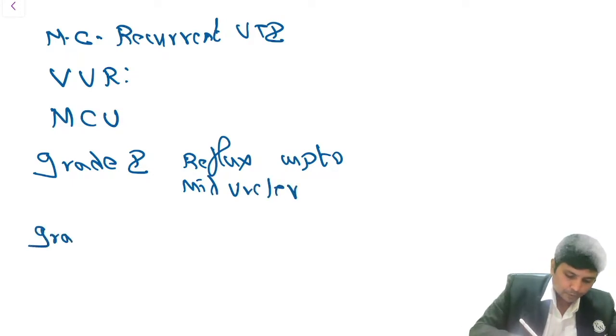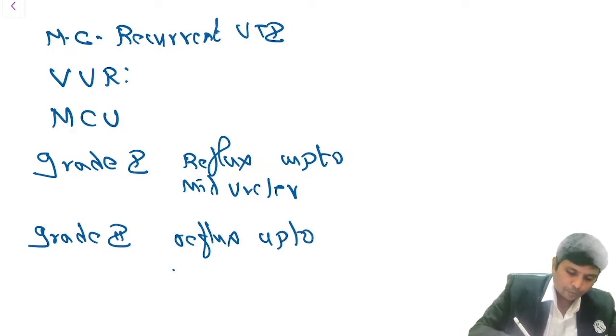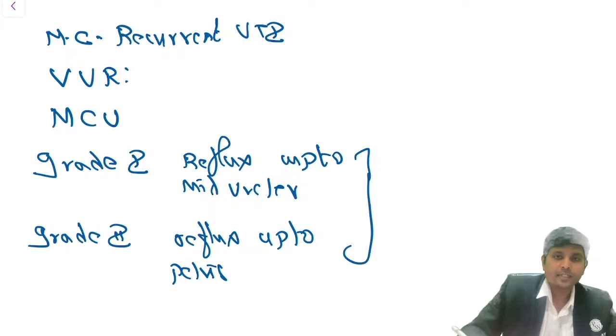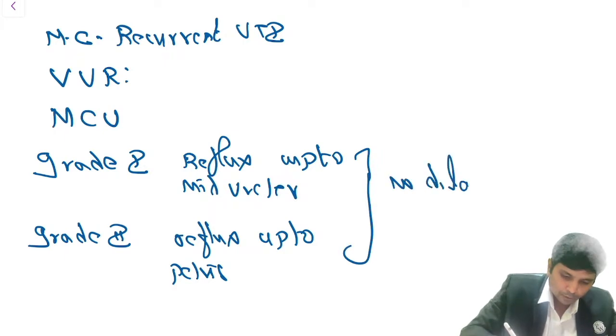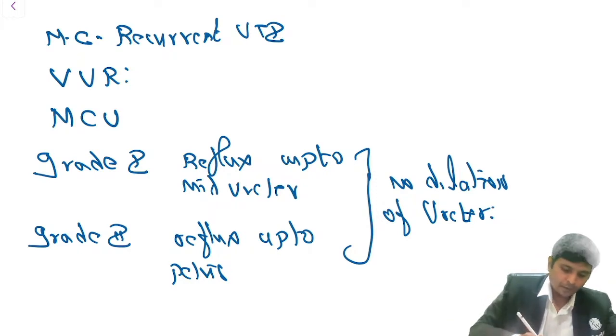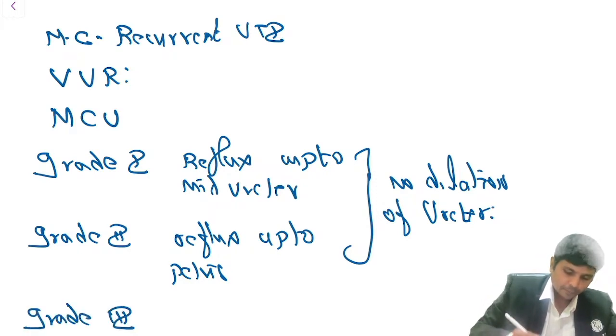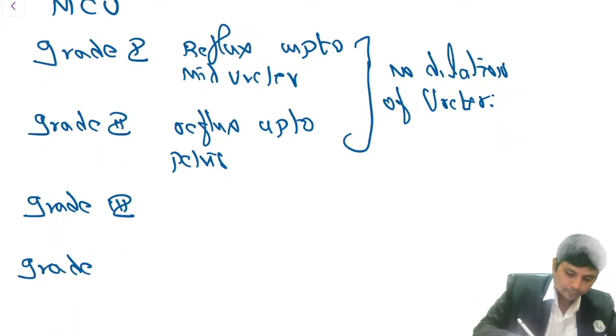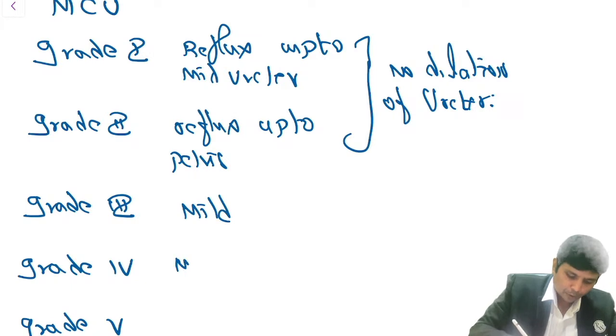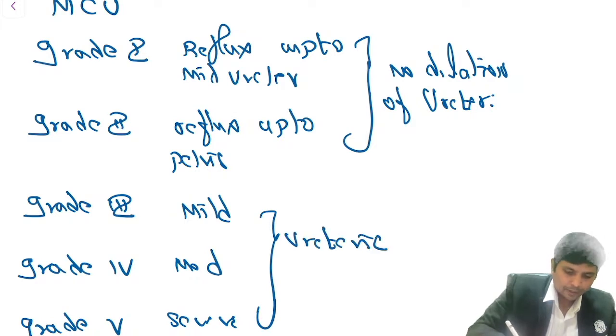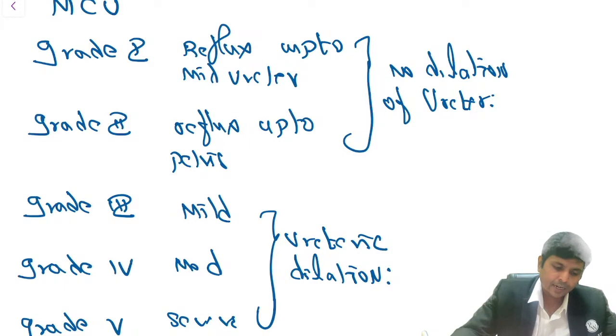What is grade 2? In grade 2, there is reflux up to the pelvis. In both these conditions, there is no dilatation of the ureter. Whereas grade 3, grade 4 and grade 5 are characterized by mild, moderate and severe ureteric dilatation.